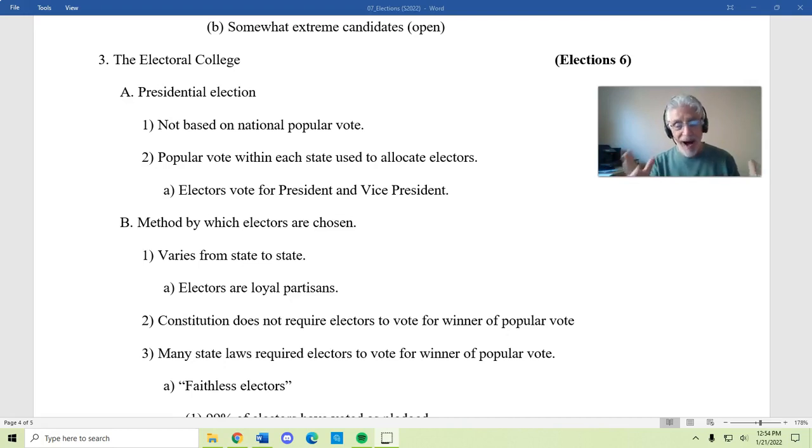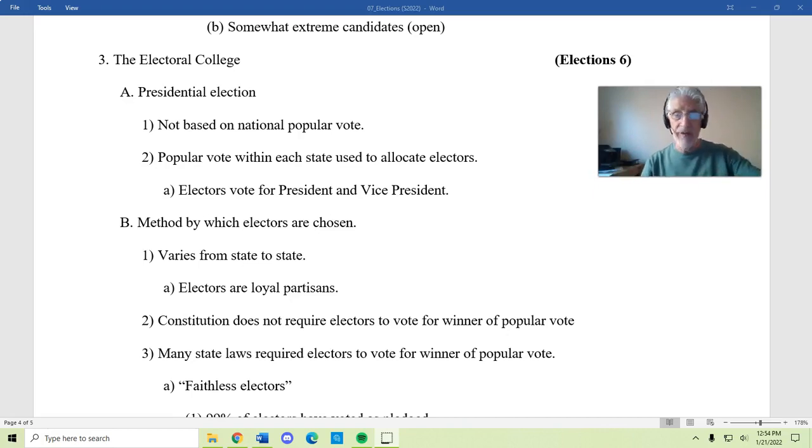And I know this seems odd, but it's true, so you need to know. There's nowhere in the Constitution that requires electors to vote for the winner of the popular vote in their state. Now, when a candidate wins the popular vote in the state, we say that that elector is pledged to that candidate. But there's nothing in the Constitution that requires an elector to vote for the candidate to whom they're pledged.